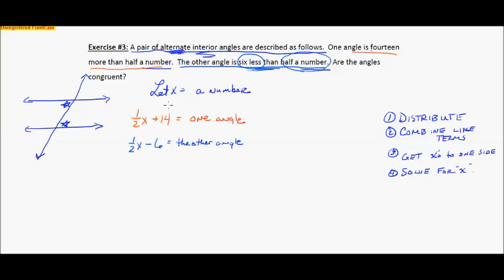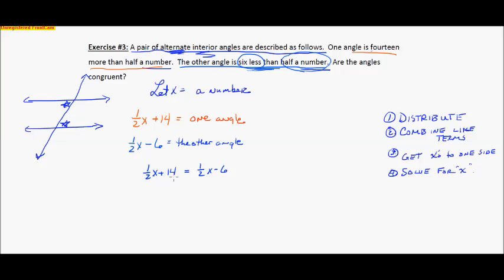So they ask, are they congruent? If the angles are congruent, that means the two would be equal. Let's make an equation that sets them equal and see if it works. I take the part in red, one angle, and set it equal to the part in blue, the other angle. When I distribute, there's nothing to distribute. When I combine like terms, there are no like terms to combine.